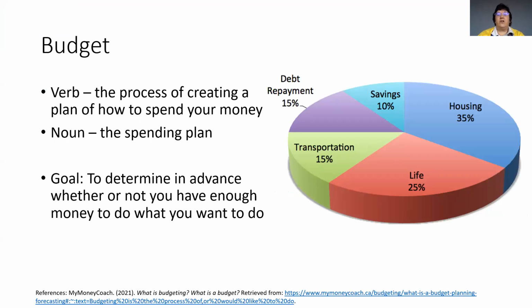All right, let's start with talking about a budget. You can have a budget referred to in two different ways. One is a verb, which is the process of actually creating a plan of how to spend your money. And then you have the actual noun, which is, I've got my spending plan arranged. I know what my income is. I know roughly what my expenditures are going to be. And my ultimate goal is, of course, to make sure that I have enough money to cover all of those expenditures.